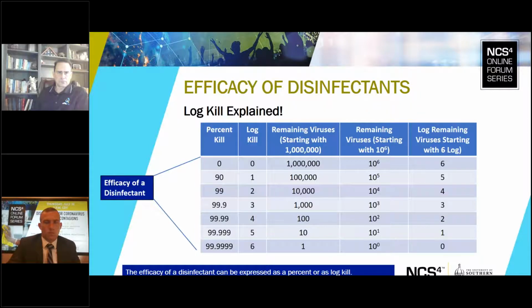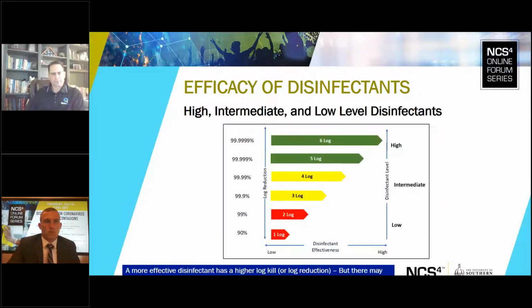So the way you look at this is in column 3. If you're starting with 1 million viruses, for example, and you kill at a 90% level, you've got 1 log kill. And you keep going down in the table. If you kill at a 99.9999% level, then you have a 6 log kill. So this is, again, just a really convenient way of describing the efficacy of a disinfectant. And this is used a lot whenever you see data that is showing how effective a disinfectant is.